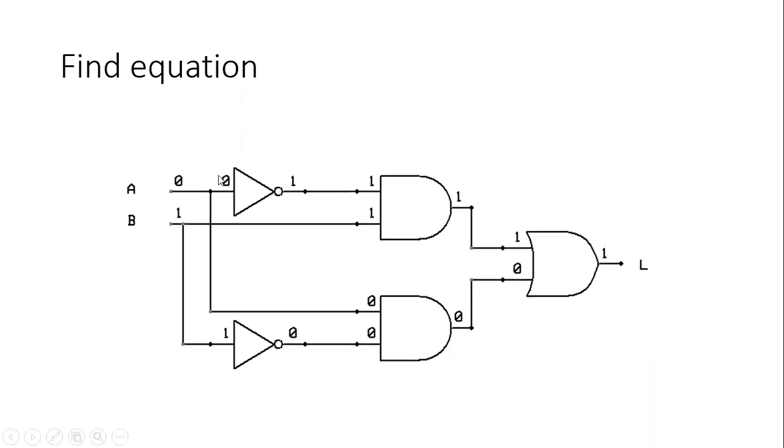What will come here? A will become A bar here. A bar, B bar. Correct. Very good. Then this A bar goes to the AND gate and this B directly goes to the AND gate. So this will become A bar B. In the same way, if you go down, A goes directly here and B bar, so it becomes B bar A. So what will be the final result? It's a simple summation with the help of the OR gate: A bar B plus B bar A, ma'am.